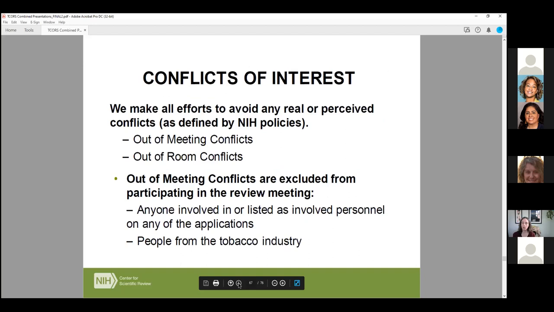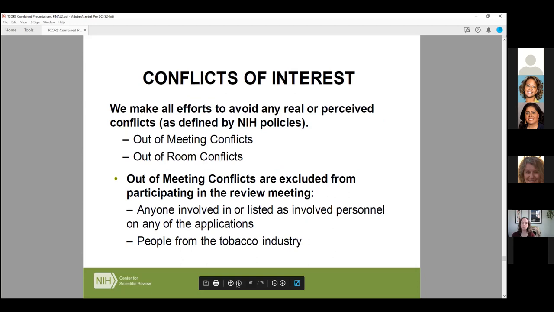So the NIH mission for CSR is that all applications should receive a fair, independent, expert, and timely review free from inappropriate influence, which is why we highlight conflicts of interest. So we make an effort to avoid all real or perceived, even the appearance of any conflicts of interest.